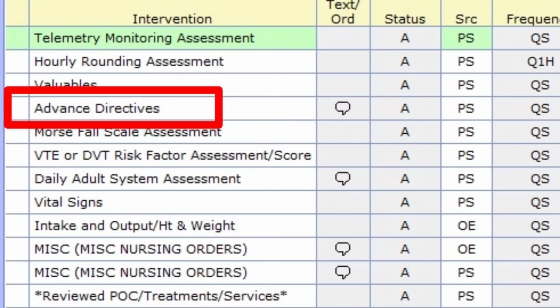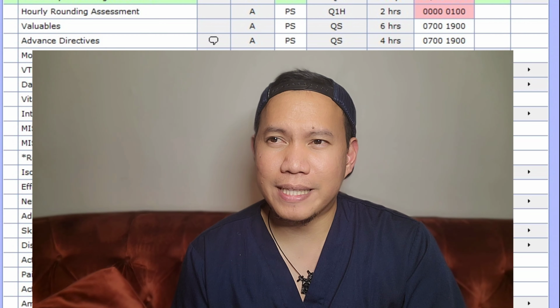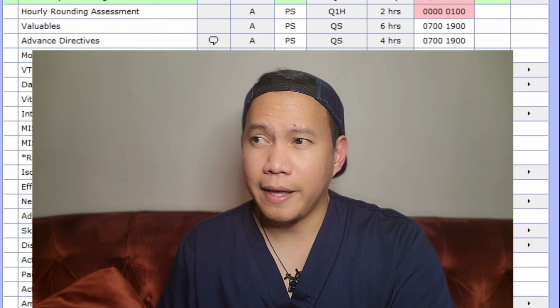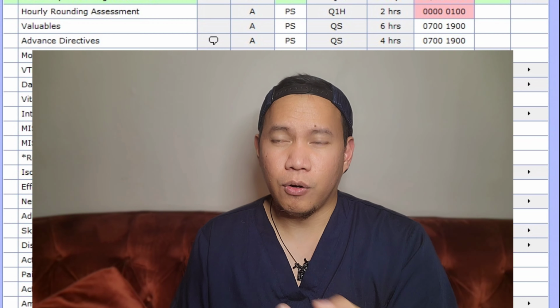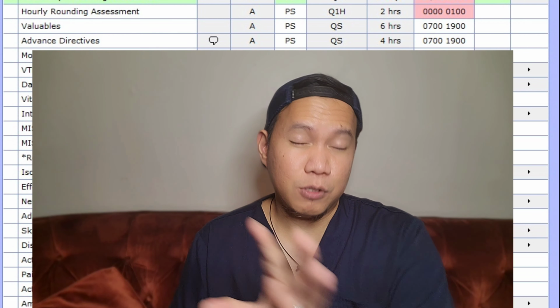Next will be the advanced directives. This is just basically to ask what kind of code status the patient would have. Example, full code, or DNR, or DNI, or both DNR, DNI. So we have to know that.